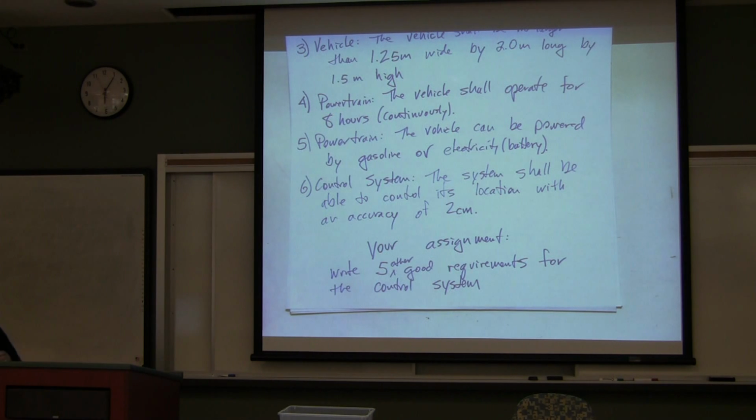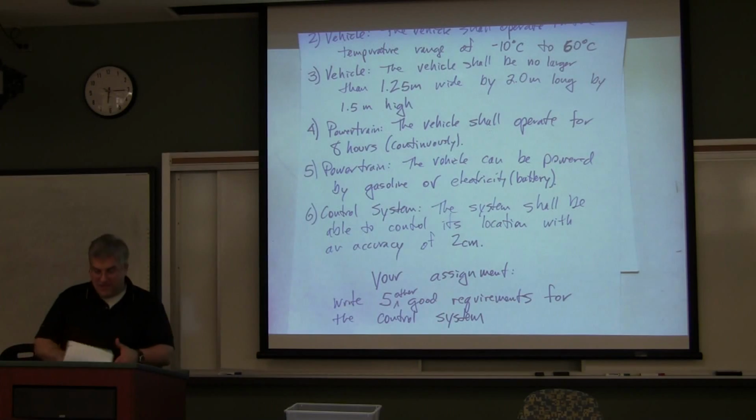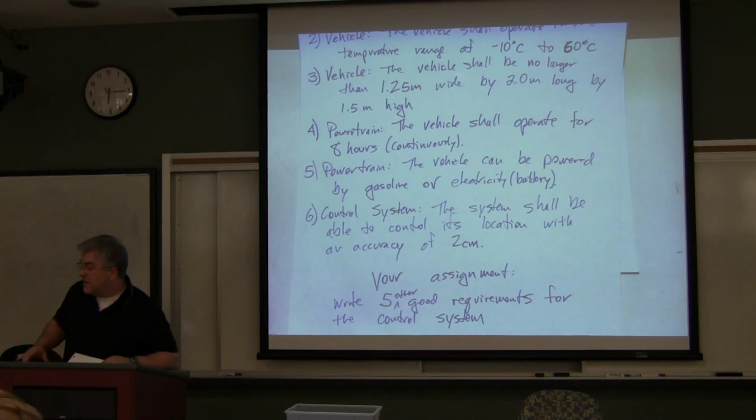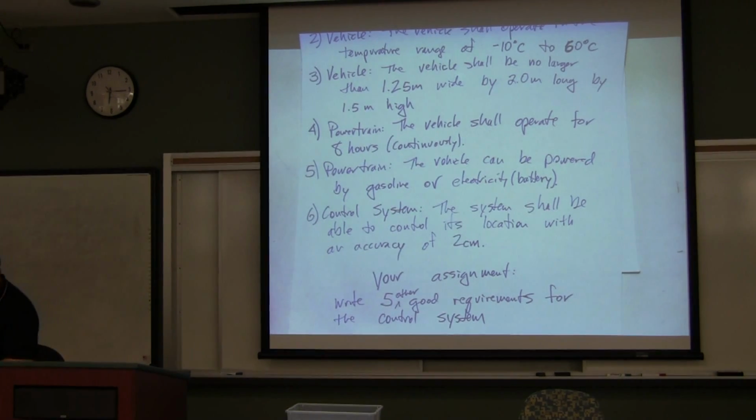Your break is while we sit around and do all this stuff. All right, so spend some time and do that now. So, the assignment: 5 other good requirements for the control system. And so here we go.